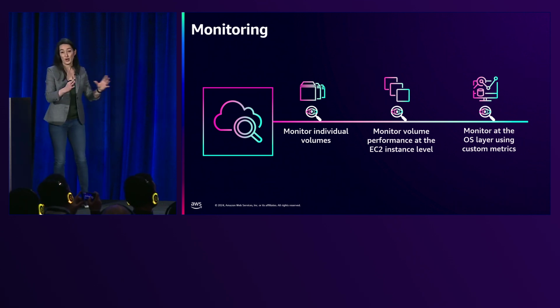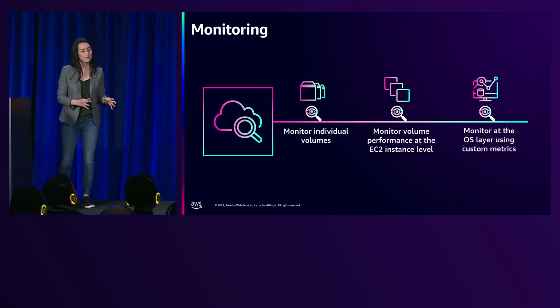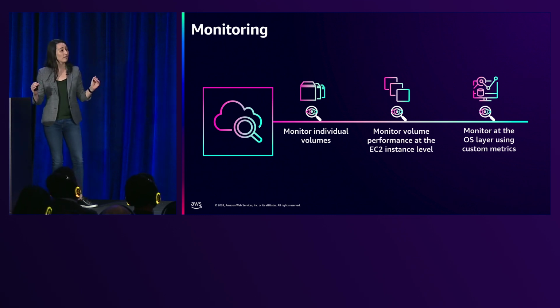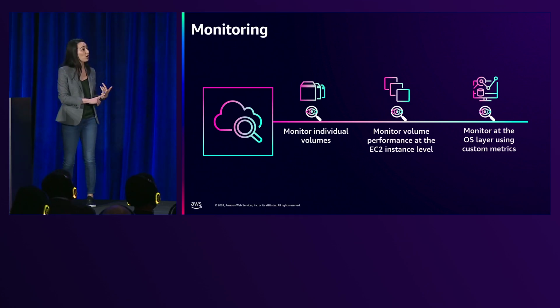The most granular is going to be monitoring the individual volume level. EBS, by default, gives 1-minute metrics on all of your attached volumes. And with that, you can monitor things such as your I/O performance or your latency.